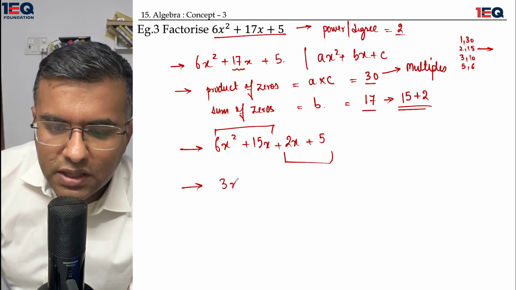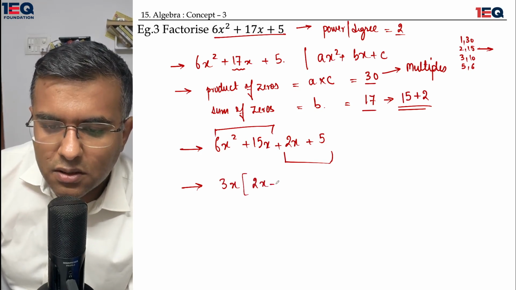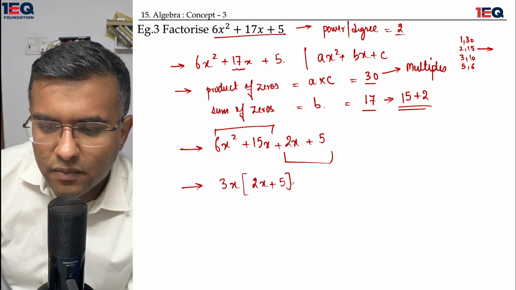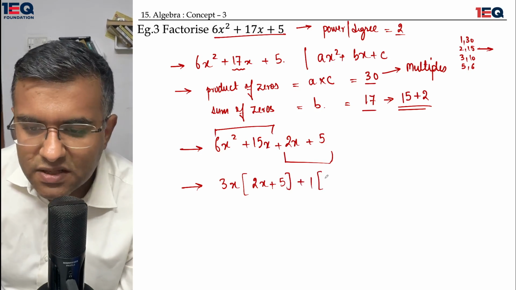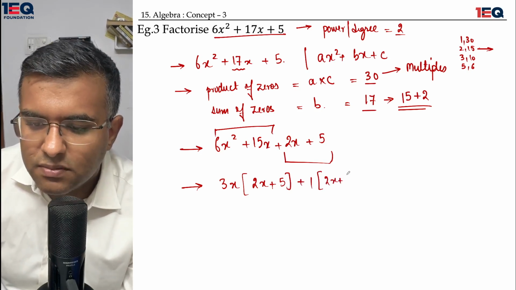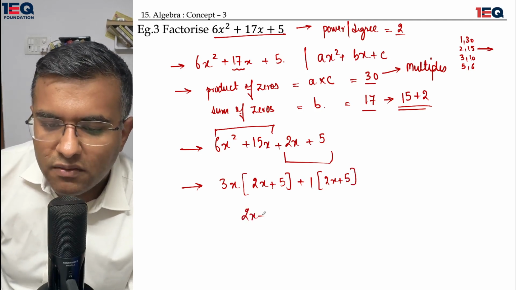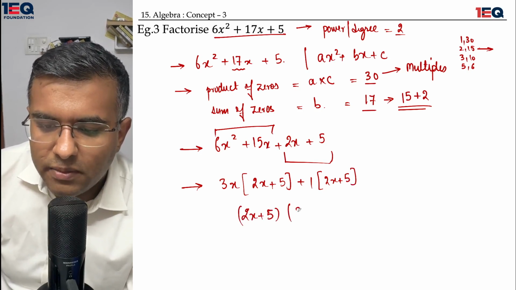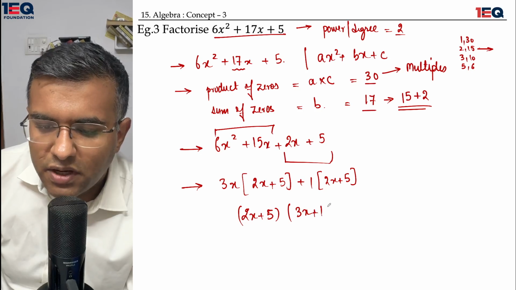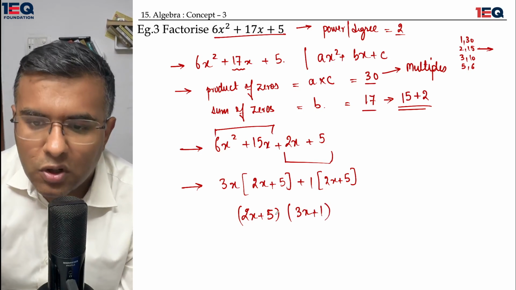I have 3x common here in the first two pairs. What do I write next? 2x plus 5. And I have a 1 common over here because there is nothing common between 2x and 5. So this is 2x plus 5, which leads me to a point where I can multiply 2x plus 5 and 3x plus 1. So in this manner, I have factorized the polynomial of degree 2.